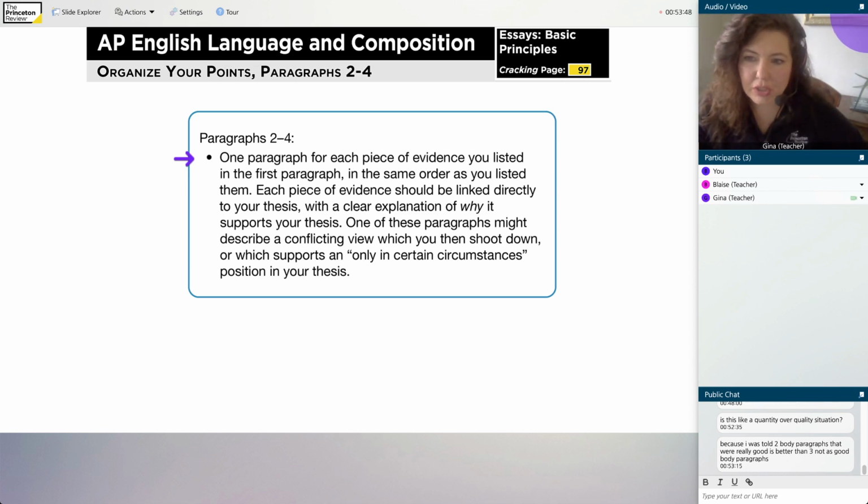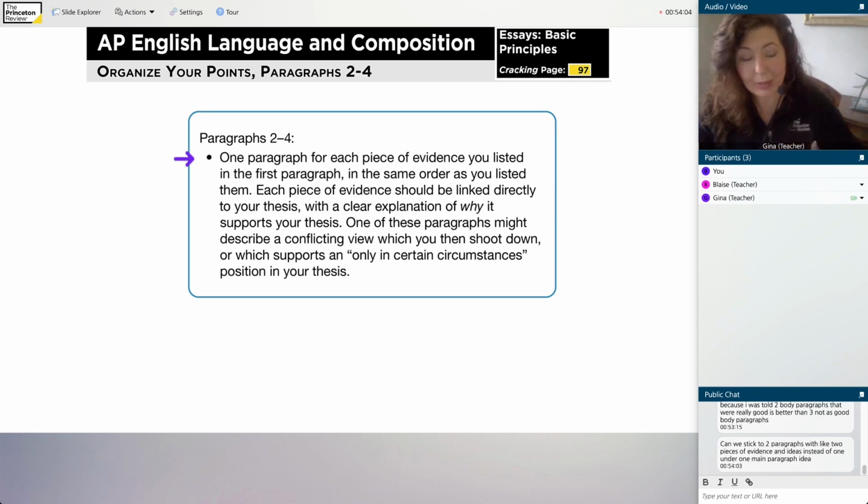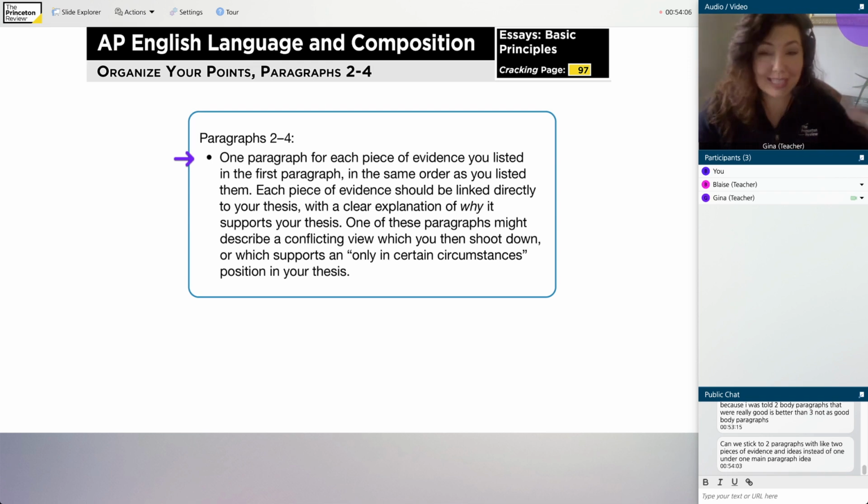You were told that 2 body paragraphs would be better than 3. Maybe it's just a matter of opinion. Let's put it this way: if you're going to have 2 body paragraphs, they need to be really long. Otherwise, your essay is going to be short. So, my opinion is 3. But you can go with 2. You just need to make sure they're nice long paragraphs.